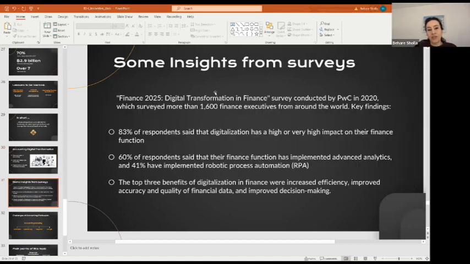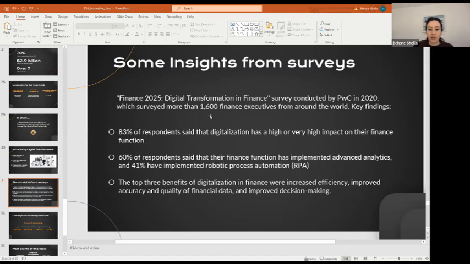I have here provided just some information about how the digital transformation is affecting the accountants and also the companies that provide accounting services. This is a survey that was conducted by PwC, which is an audit company in the group of the four biggest companies that are providing audit and accounting services.